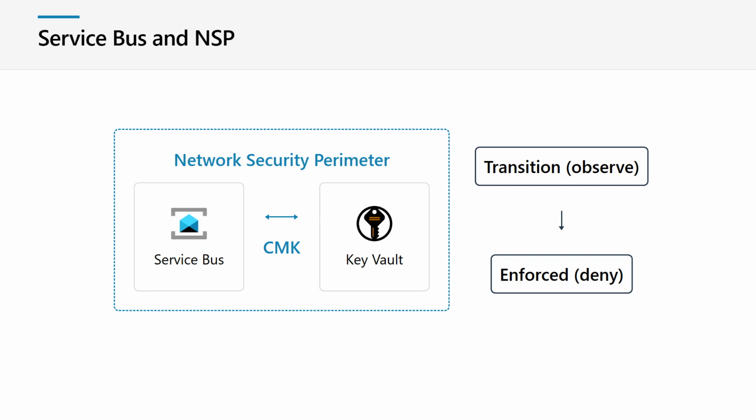For Service Bus, the primary scenario today is customer-managed keys. Place the Service Bus namespace and the Key Vault in the same perimeter, and they communicate securely without additional network configuration. We recommend starting in transition mode, which logs access attempts without enforcing restrictions. Once the access rules are right, switch to enforced mode.